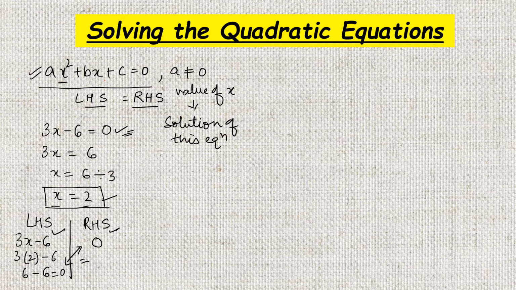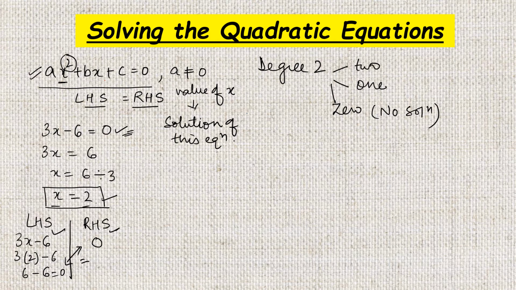Now, what is the degree of the quadratic equation? It's 2. Degree 2 means the quadratic equation will have 3 types of solution. Either it can have 2 solutions, or it can have 1 solution, or it can have 0 solution. 0 means no solution.